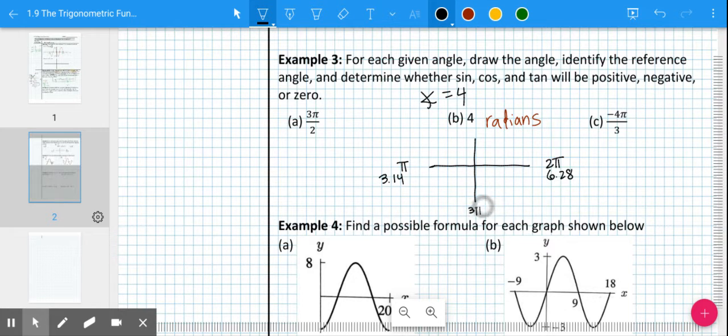So 3 pi over 2 is, I don't know, something between that. But I think it's definitely going to be bigger than 4. So even though I don't have a calculator handy and I don't know what that value is, I know it's going to be bigger than 4 because it's halfway between 3.14 and 6.28. So that means my angle 4 is somewhere in here.